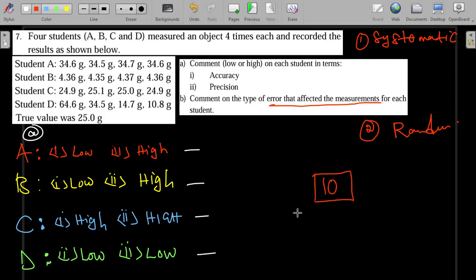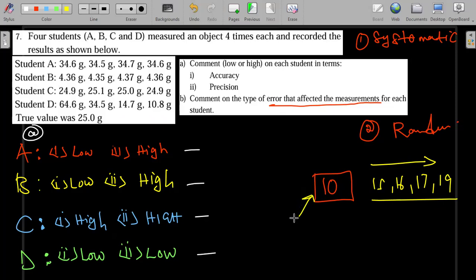this is my true value. For the measurements to be affected by systematic error, it means that all those measurements should either be lower than the true value or they should be greater than the true value. So let's say I got some measurements for the true value of 10, and then I get 15, 16, 17, 19. We can see that all these measurements are greater than 10, so they are in one direction. The error is in one direction like that, so we're going to say that is systematic error.